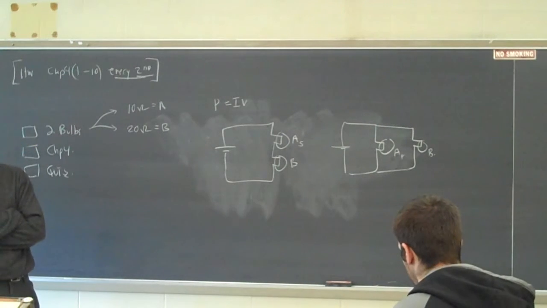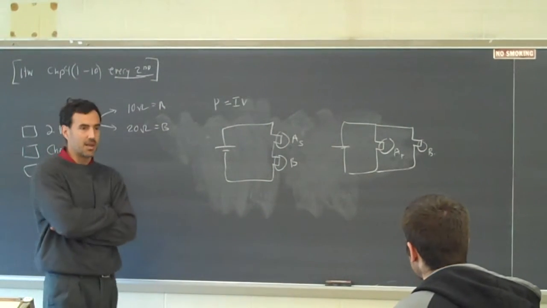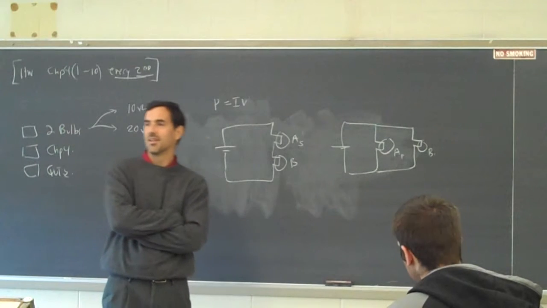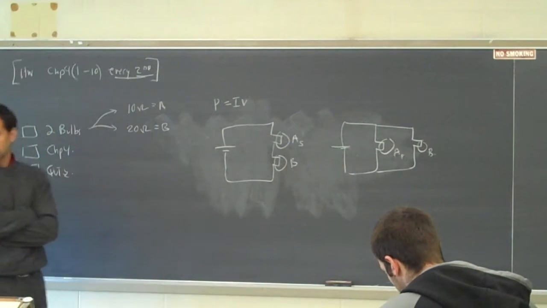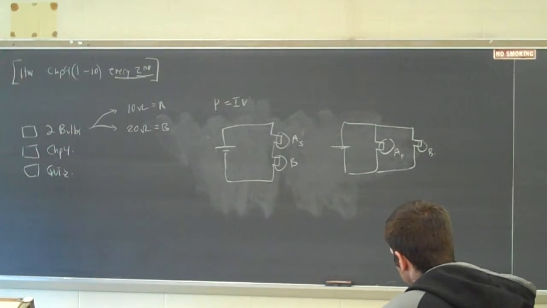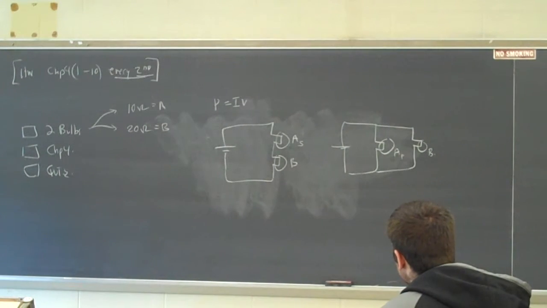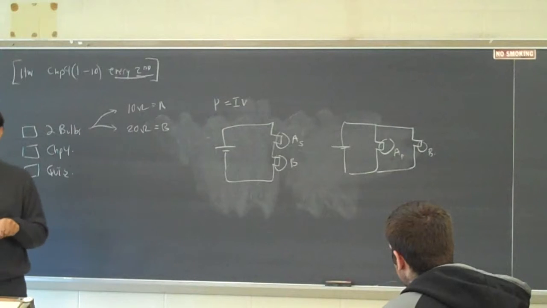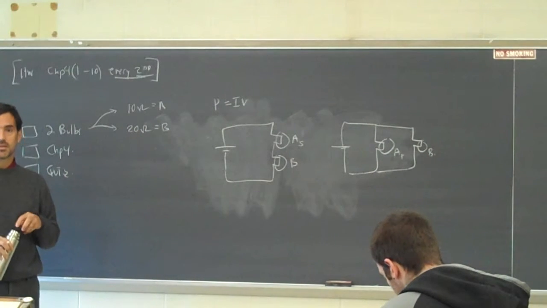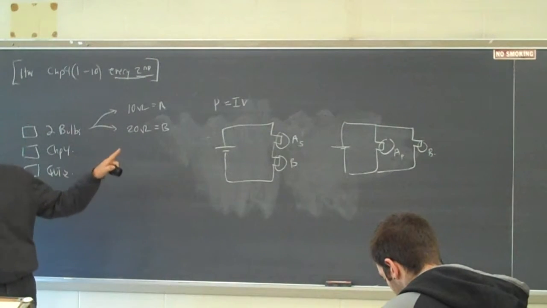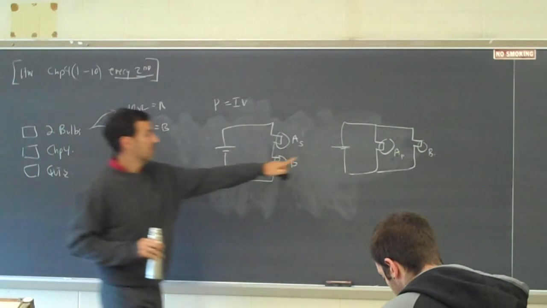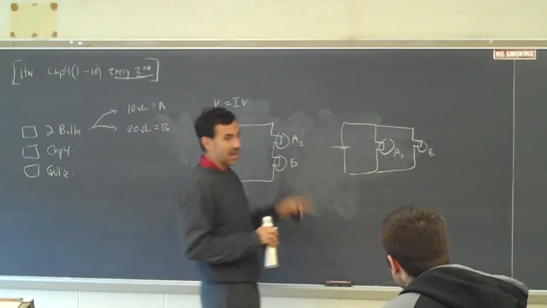I want you to tell me how much brighter A parallel is than A series. Like, is it twice as bright? Is it 4 times as bright? Is it 8 times as bright? Is it 50% as bright? So just take 2 minutes to try to work that one out on your own, pencil and paper, to tell me how many times brighter is A in parallel versus A in series. So now I'm not comparing A to B, I'm comparing AP's brightness to AS's brightness.